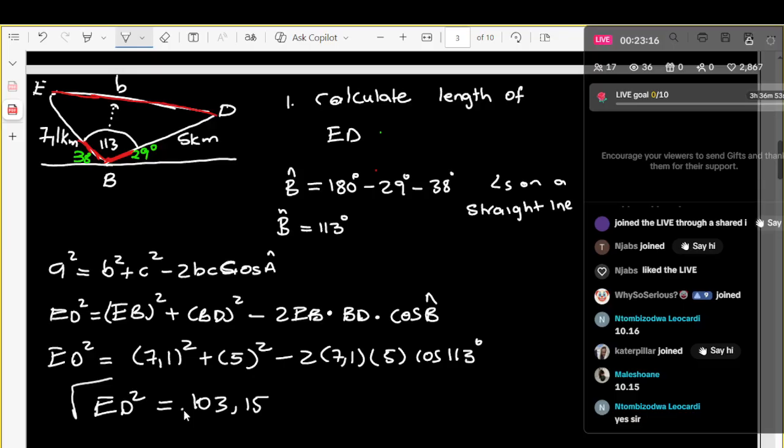So let's say they ask you to find angle D. Let's calculate angle D. Now that we are looking for angle D, the best thing I can do is to use the sine rule. So now I'm going to teach you how to apply that sine rule formula.